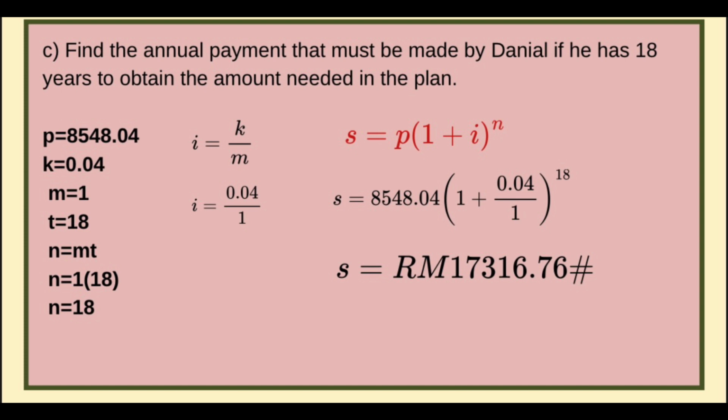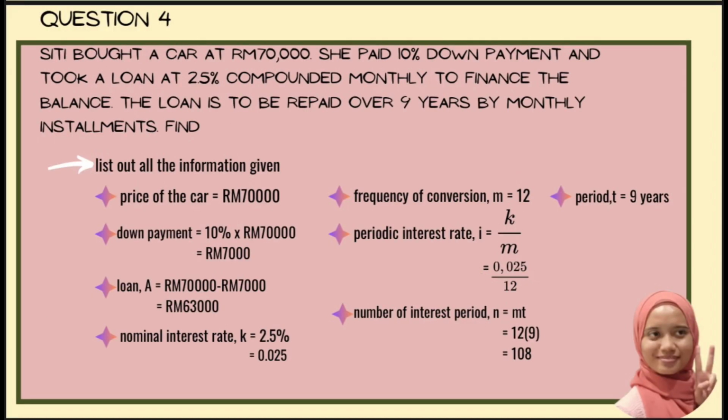We're still using the same equation, which is S equals to P(1 plus I)^N. So S equals to 8,548 ringgit 4 cents (1 plus 0.04 over 1)^18. So the accumulated amount that we got is 17,316 ringgit 76 cents Malaysia. Move to question number 4.